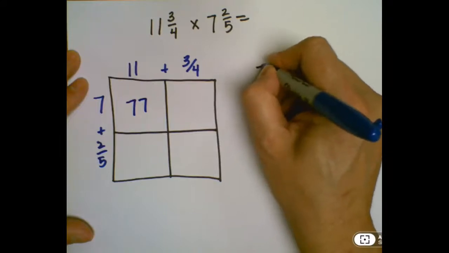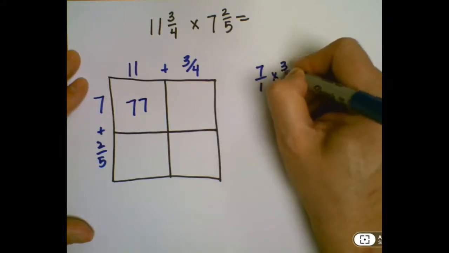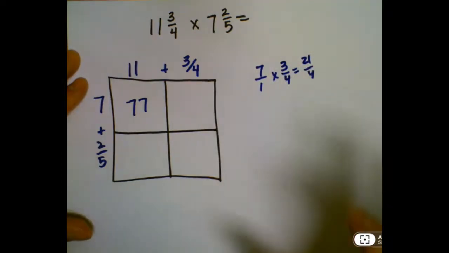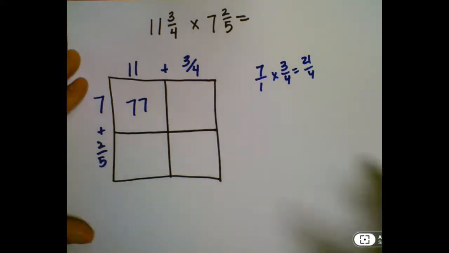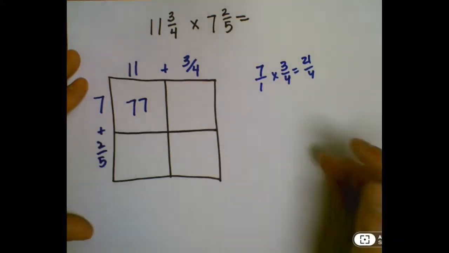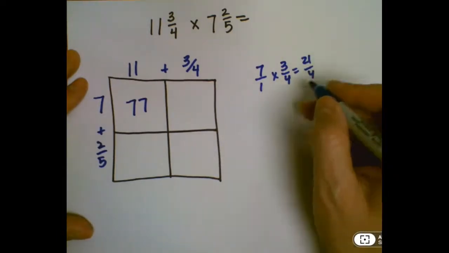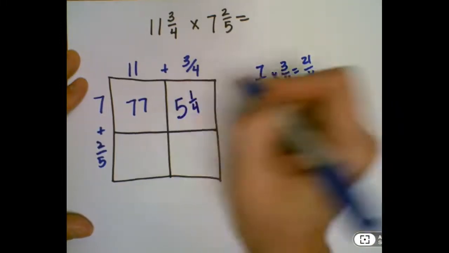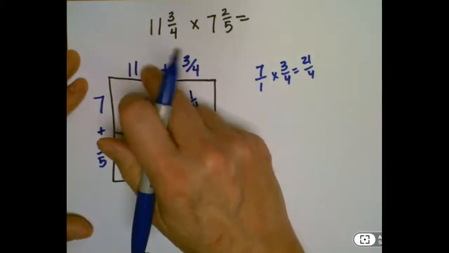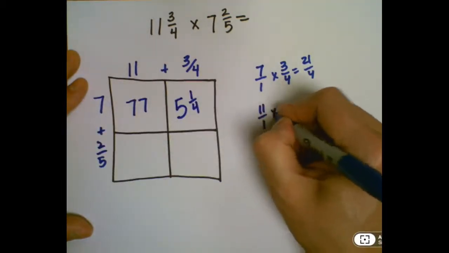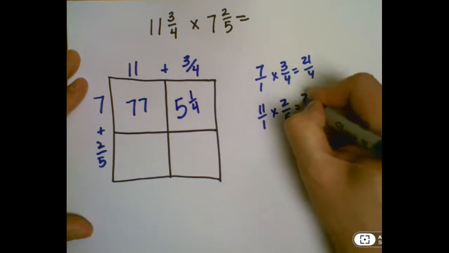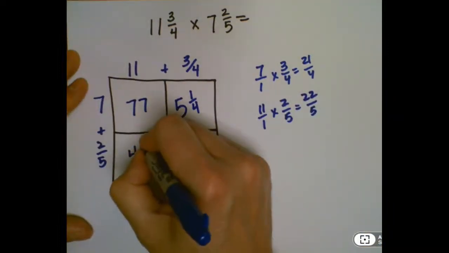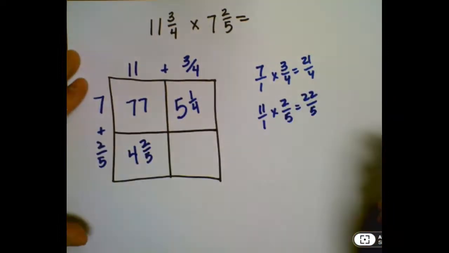7 times 3/4, remember that's 7/1 times 3/4, okay, 21/4. And again, I want to convert that into a mixed number because it's just going to make it easier when I do the adding later. 21/4, that's 4 goes into 21 5 times, and there's 1 left over. 2/5 times 11, that's 11 over 1, times 2 over 5, that's 22 over 5. And again, 5 goes into 22 4 times. There are 2 left over, 2/5.